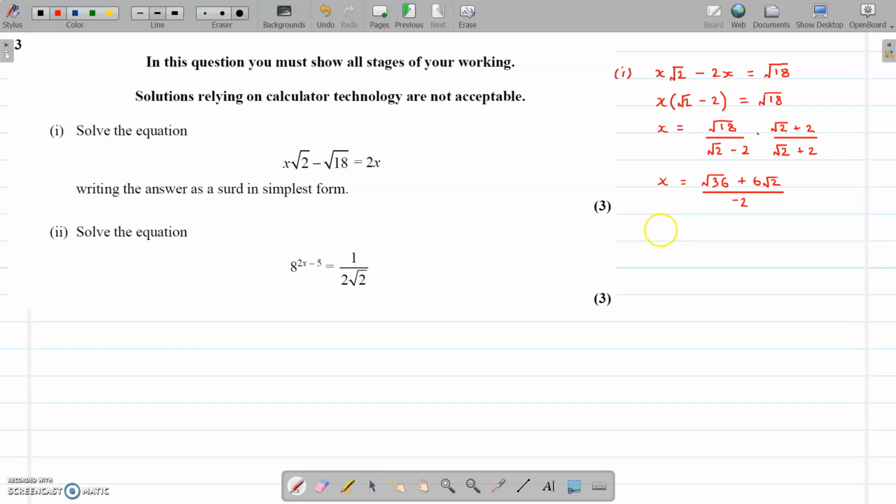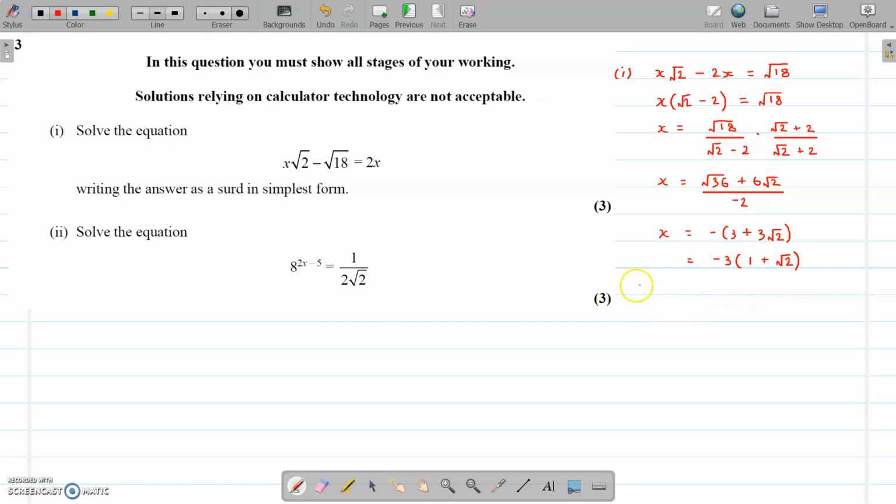So it will give you that x equals negative of 3 plus 3 root 2. Okay, and then you might want to separate out those two terms or take out the 3 and give you negative 3, and in brackets 1 plus root 2, or any equivalent simplified down to that level.